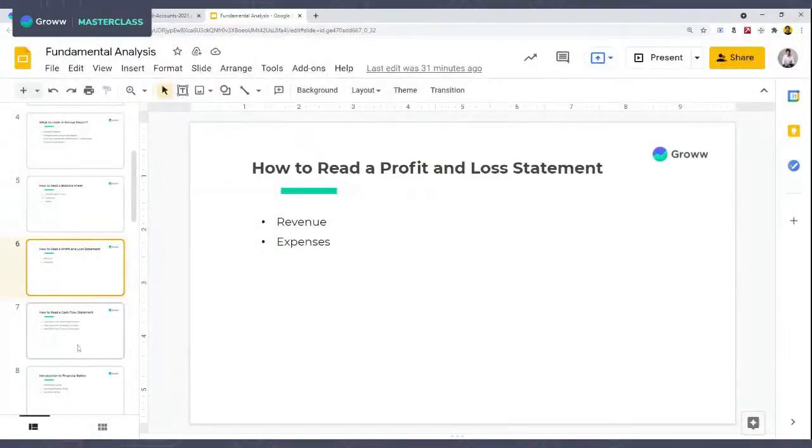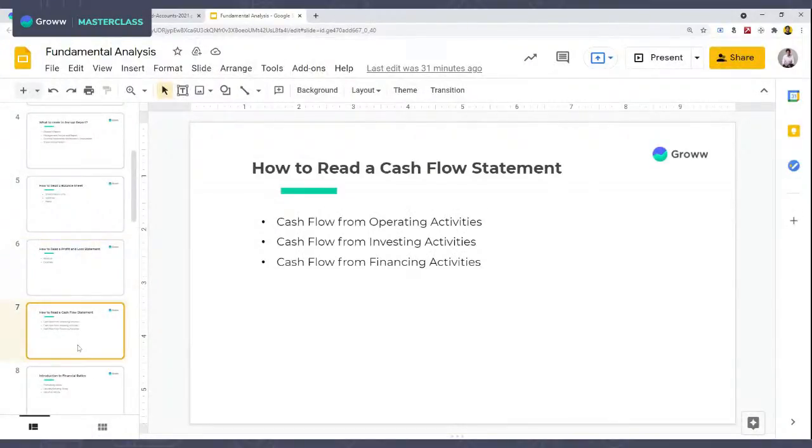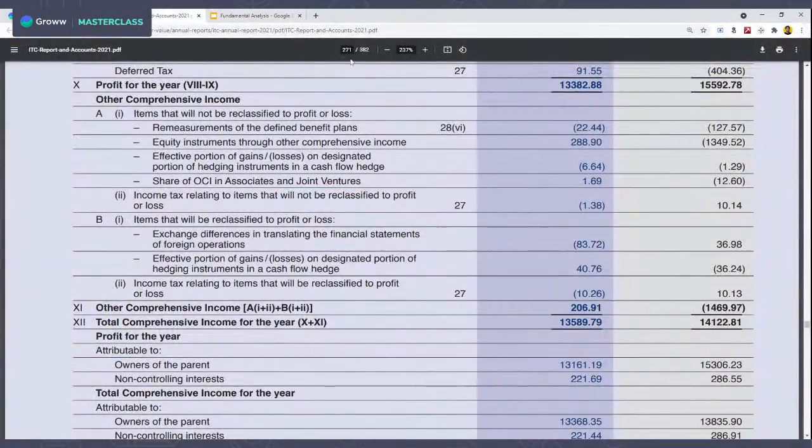Now, the third most important thing to read is the cash flow statement. A lot of people, I'll tell you, don't read the cash flow statement very clearly. Why? Because everyone looks at the profit and loss account, everyone looks at the balance sheet, and they're like, okay, done, I have understood how to read the company. But no, very few people read the cash flow statement.